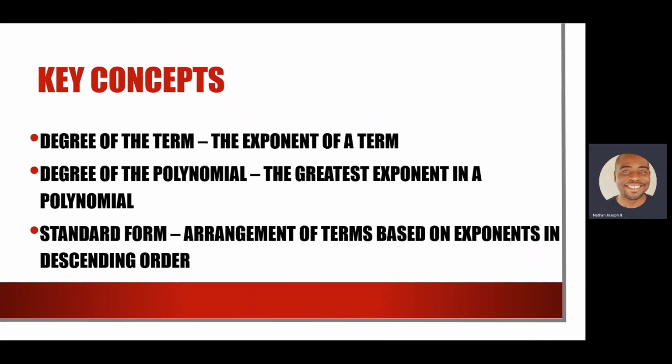The degree of the term is the exponent of a term. The degree of the polynomial is the greatest exponent or the highest exponent in a polynomial. Standard form is the arrangement of terms based on exponents in descending order. So the highest or the greatest exponent goes first, and then it goes in descending order from greatest to least.